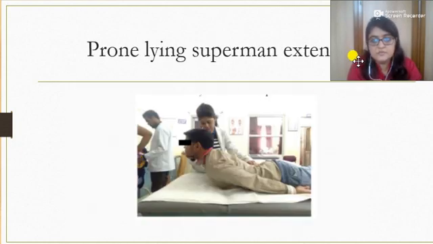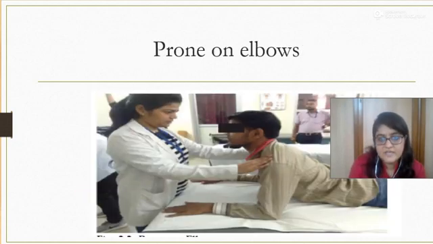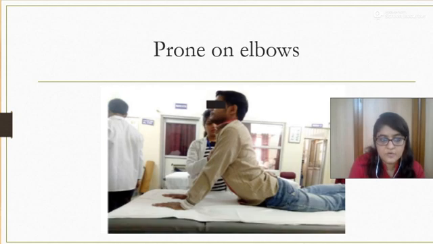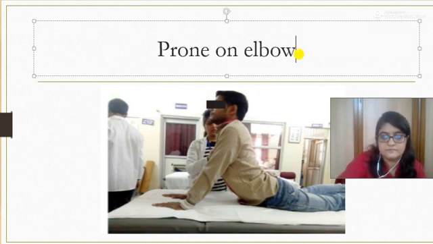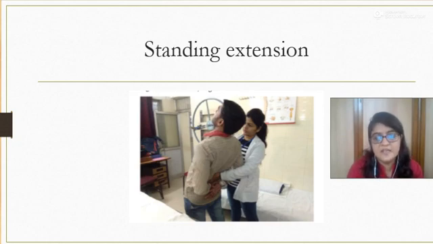In the prone lying position, the patient is performing the Superman extension. Then we can also give prone on elbows with hold and without hold. And this is prone on hands. Then we can also give the prone position arm and leg raise. And this is a standing extension. So all these exercises can be given to the patient if he is diagnosed with lumbar spondylosis.